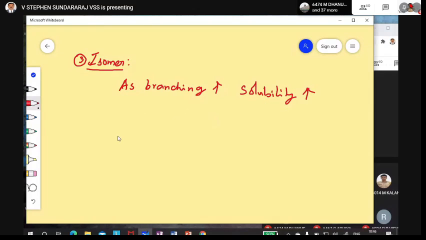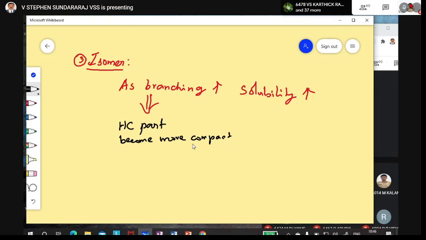The reason is as branching increases, the hydrocarbon part becomes more compact. The meaning of more compact is what? Occupy less volume. Therefore, for the approach of water, it will be blocking only less area. So solubility will increase. This is for isomers.